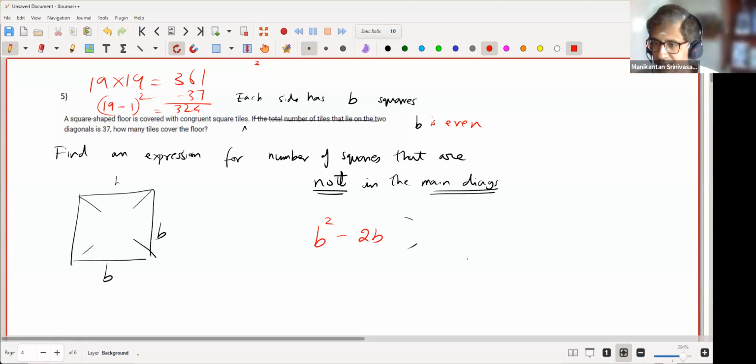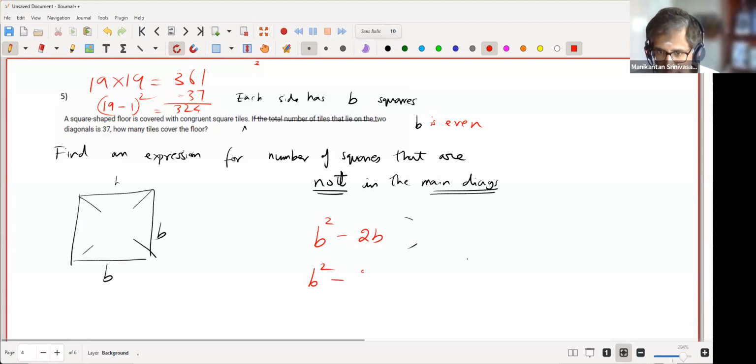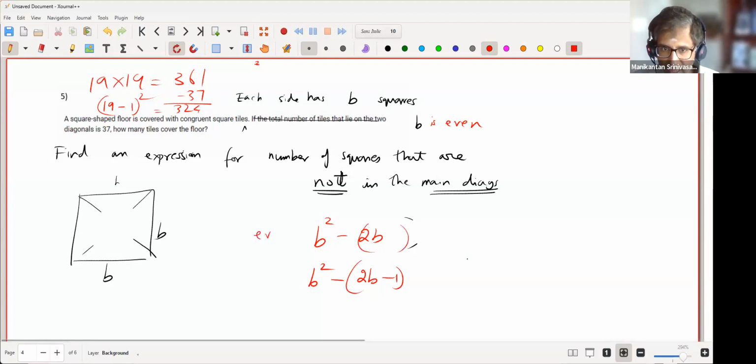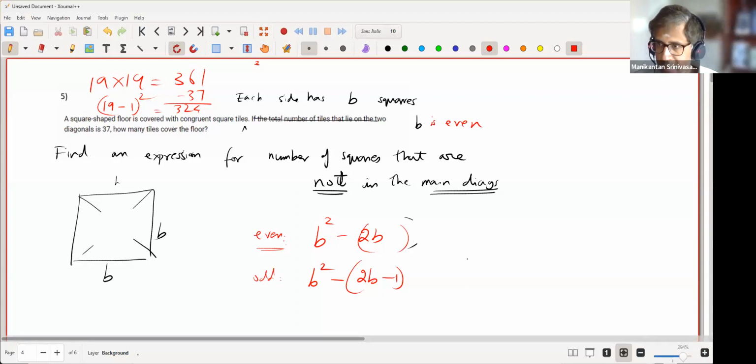Okay, does it make sense, everyone? B square minus 2B. Earlier, it was B square minus 2B minus 1. So the only difference was with odd, it was B square minus 2B minus 1. With even, it's just B square minus 2B. So this is for even and this is for odd. Only difference was this. Okay, does it make sense? Okay. All of you good?